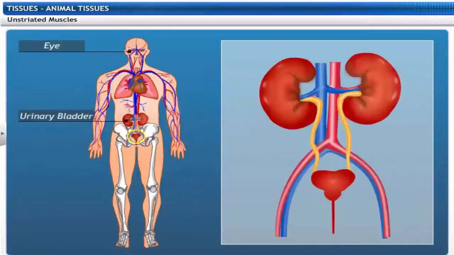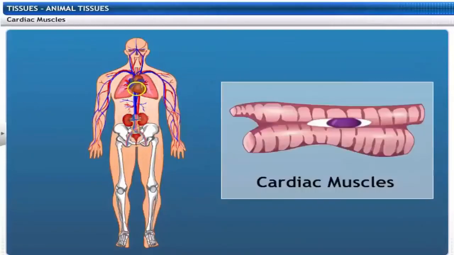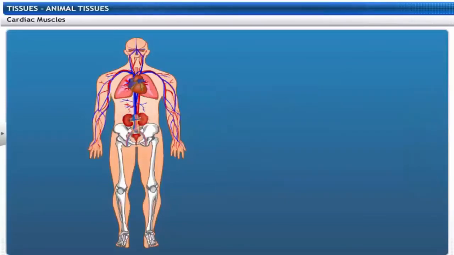That leaves only one type of muscle tissue, the cardiac muscles. Cardiac muscles are branched, cylindrical fibers with a single nucleus. The contraction and relaxation of these involuntary muscles cause heartbeats.